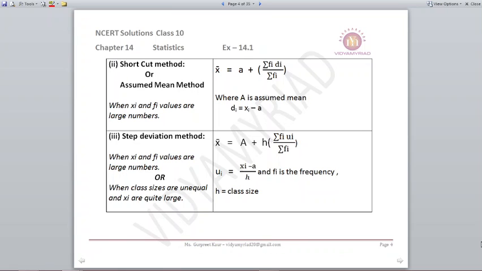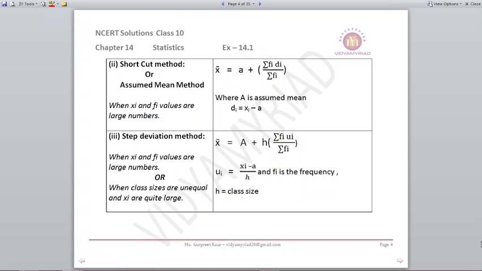Another method is known as the step deviation method. Here also we can use it where xi and fi values are sufficiently large numbers. So you can choose either the shortcut or the step deviation method. Most of the time I like doing the step deviation method because calculations become quite easy in that case. Now how to find it? Your x bar, or mean, will be equal to a, you can write small a, somewhere it is capital A, plus h, your class size, into sigma fi ui upon sigma fi.